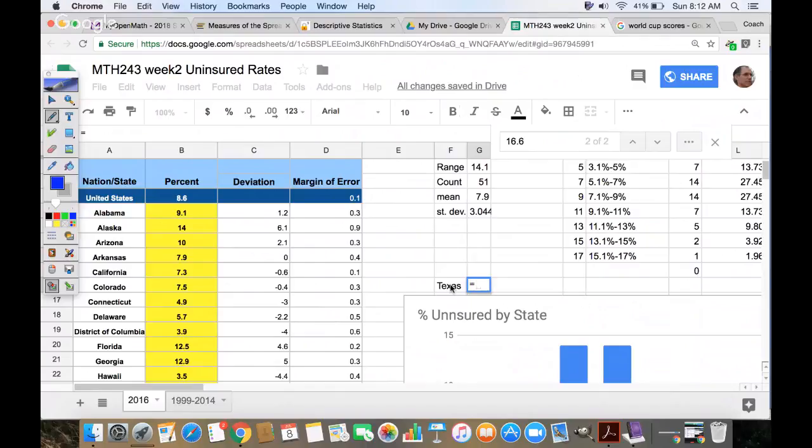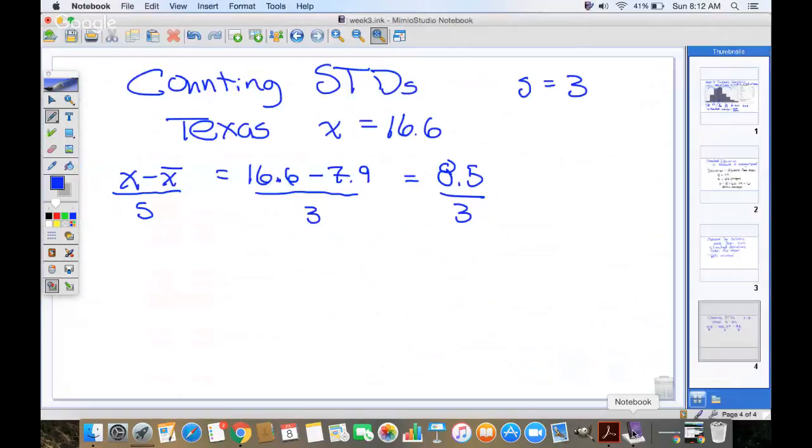So what did I do? I took Texas's value of 16.6 and I subtracted the mean of 7.9 and I divided by the standard deviation, which is about 3, and I get 2.9. And that's what's called a z-score. All a z-score does is it counts standard deviations. So this is approximately 2.9. It's rounded. 2.9, and again, this is what's called a z-score.